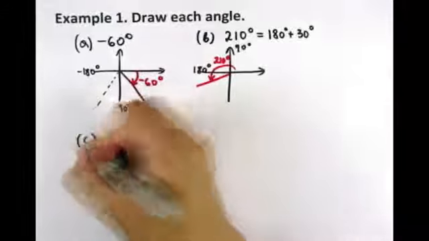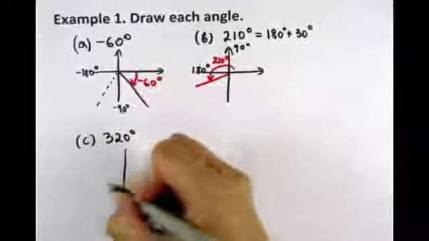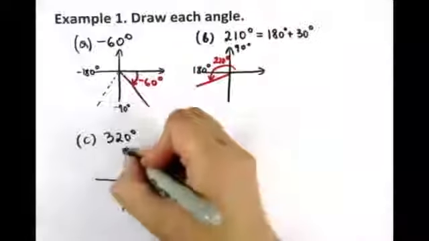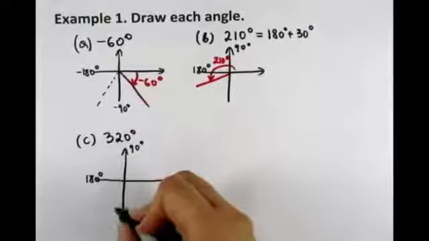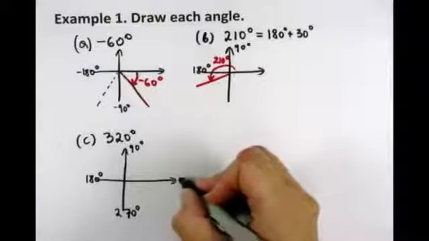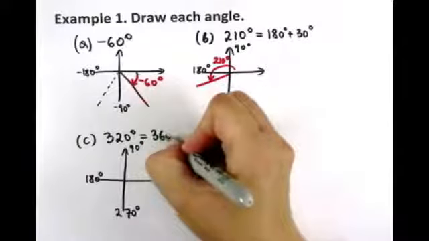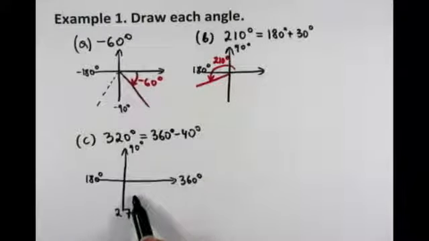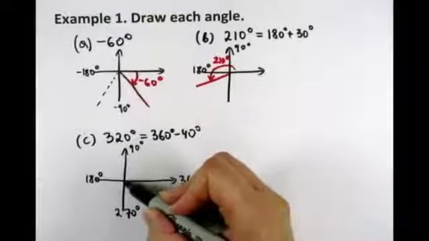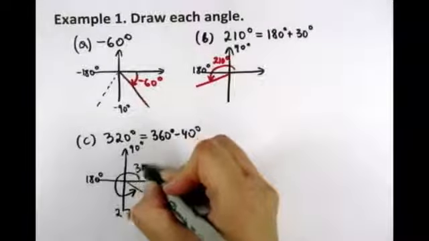C, we would like to draw angle 320 degree. The same way, we keep reasoning the same way. Coordinate system, 90 degree, 180. 180 plus another 90 gives me 270 degree. And if I go full revolution, it's 360 degree. So 320 is 40 degree less than 360, right? So we will not have the whole 360, but we need to be 40 degree short. Roughly half of this one, right? Half would be 45. It would be a little bit less. So roughly, this one is 320 degree.